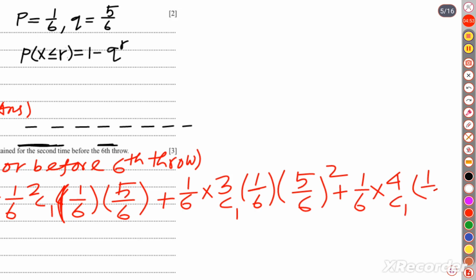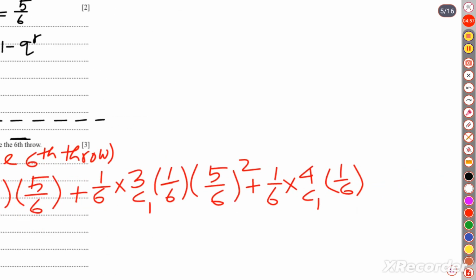But among the previous four trials or four throws, there was one success, three failures. One success and three failures into three. Sorry, out of four there was one success and three failures. So the probability of failing is 5 over 6 and he failed three times. So these are all the possible cases.